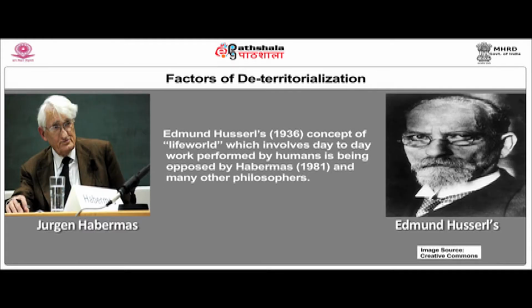Edmund Husserl's concept of life world, which involves the day-to-day work performed by humans, is opposed by Habermas and many other philosophers. According to the critics of the idea of life world, it directly takes us to a state of despair, whereas life world is a vast concept and has different meanings for citizens of modern society. Marxist philosophers talk about the rationalization of society in terms of technological developments and also the increasing social awareness due to the process of modernity.